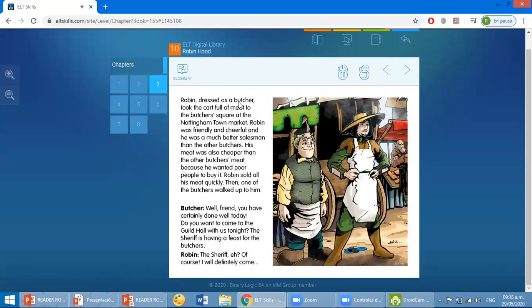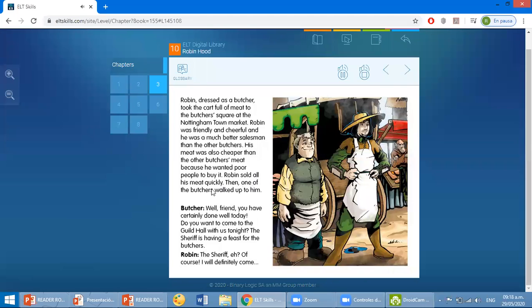Robin dressed as a butcher, took the cart full of meat to the butcher's square at the Nottingham Town Market. Robin was friendly and cheerful, and he was a much better salesman than the other butchers. His meat was also cheaper than the other butchers' meat, because he wanted poor people to buy it. Robin sold all his meat quickly.